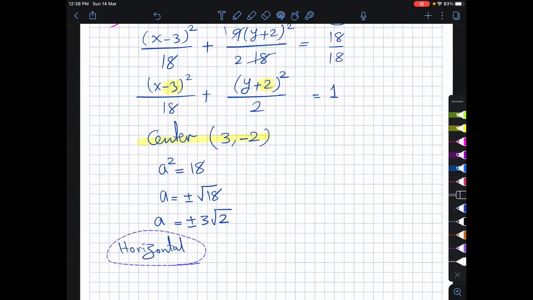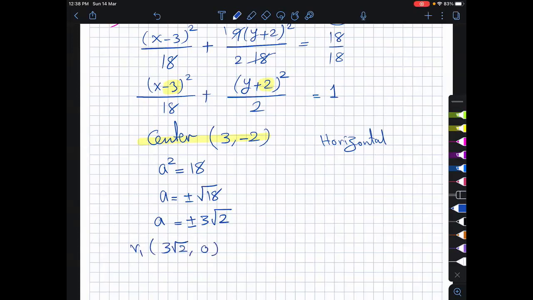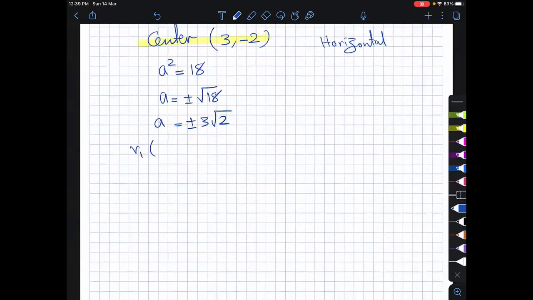The vertices are vertex 1 and vertex 2. Vertex 1 will be 3 radical 2 and 0. And right? Yes, and negative. No, not like this. We agreed that it's hard to find it like this. We have to graph and then identify our vertices, then we write the vertices.